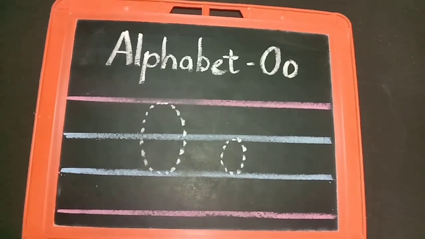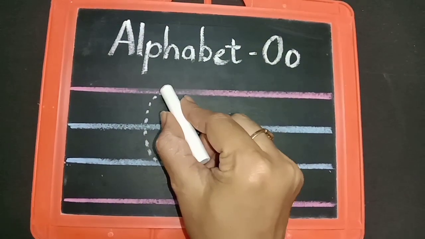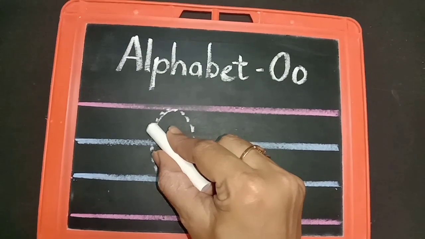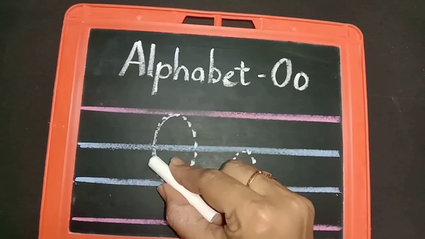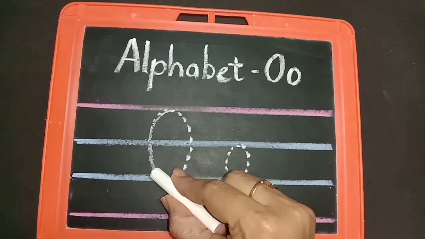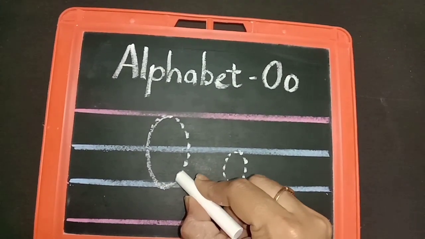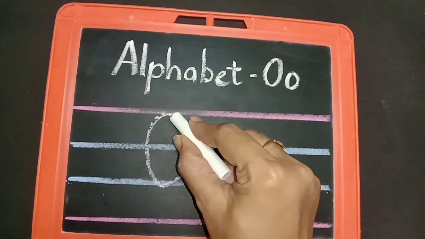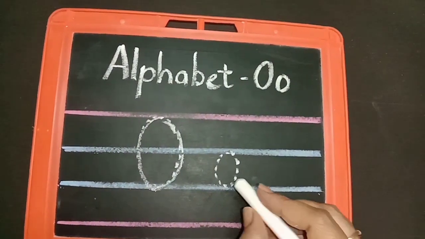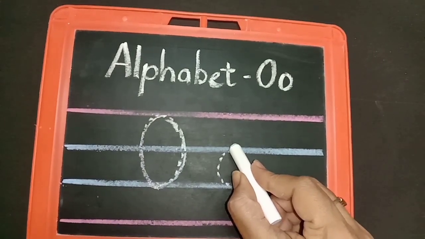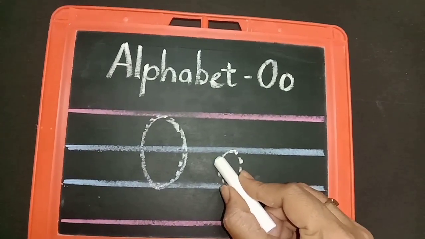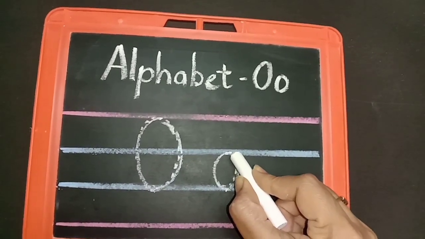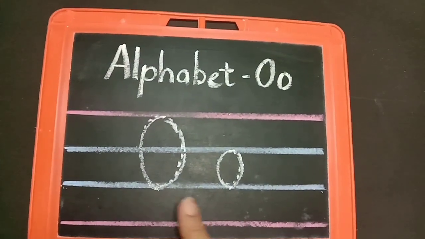For capital O, we will make a C curve from the first red line till the second blue line. Then we will make a reverse C curve from the second blue line to the first red line. Now for small o, we will make a C curve from the first blue line till the second blue line, and then we will make a reverse C curve from the second blue line to the first blue line. Capital O, small o.